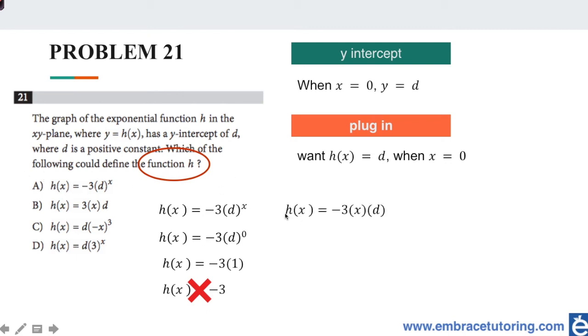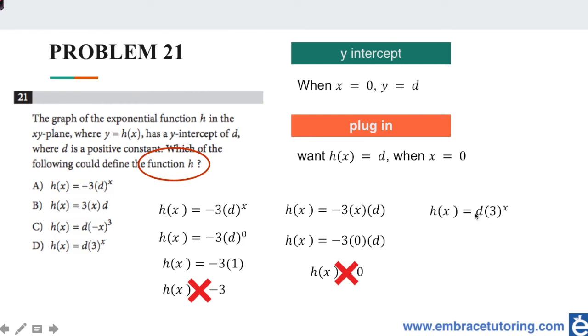Moving to B, this is h of x equals -3 times d. Now when I plug in 0, anything multiplied by 0 is just simply going to become 0, so this is not going to work. Similarly, c is a positive x, but this is just a negative x, but this would still be a 0, so this won't work. So I'm going to immediately move down to d.